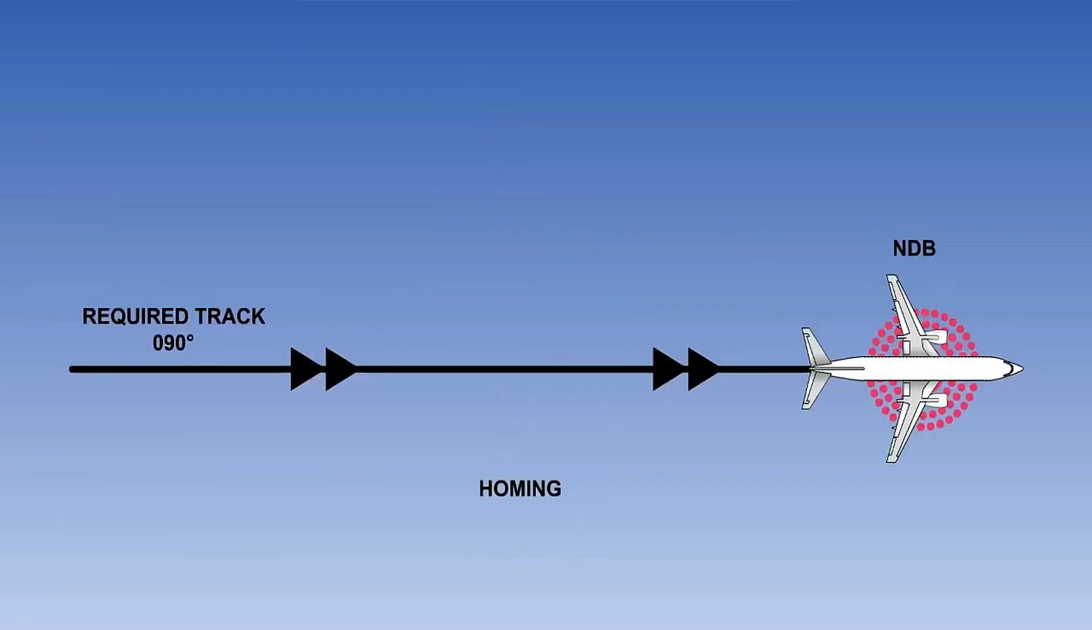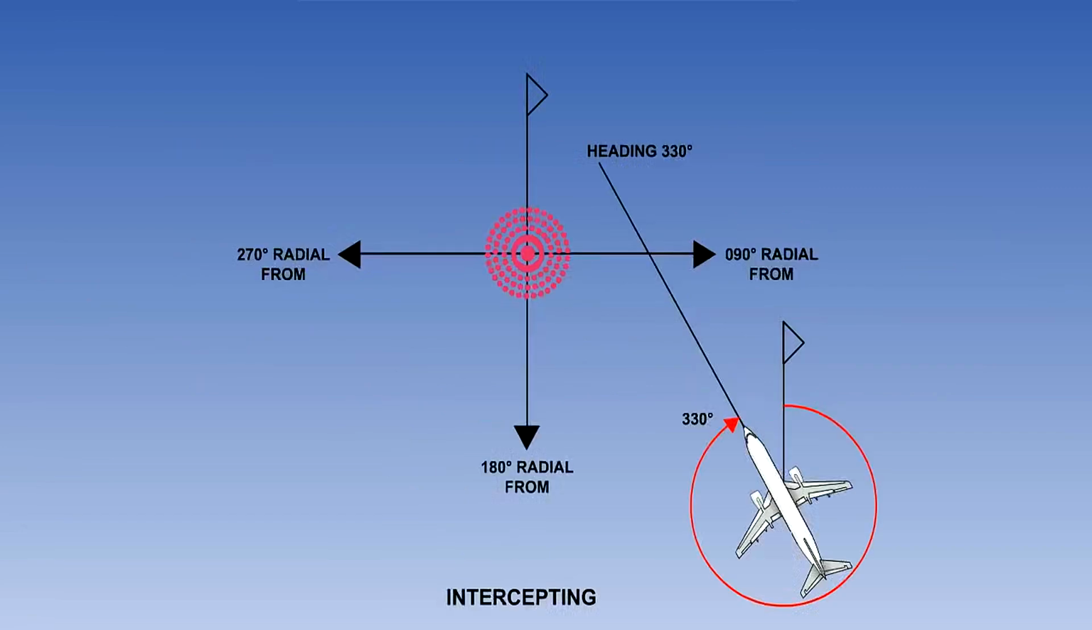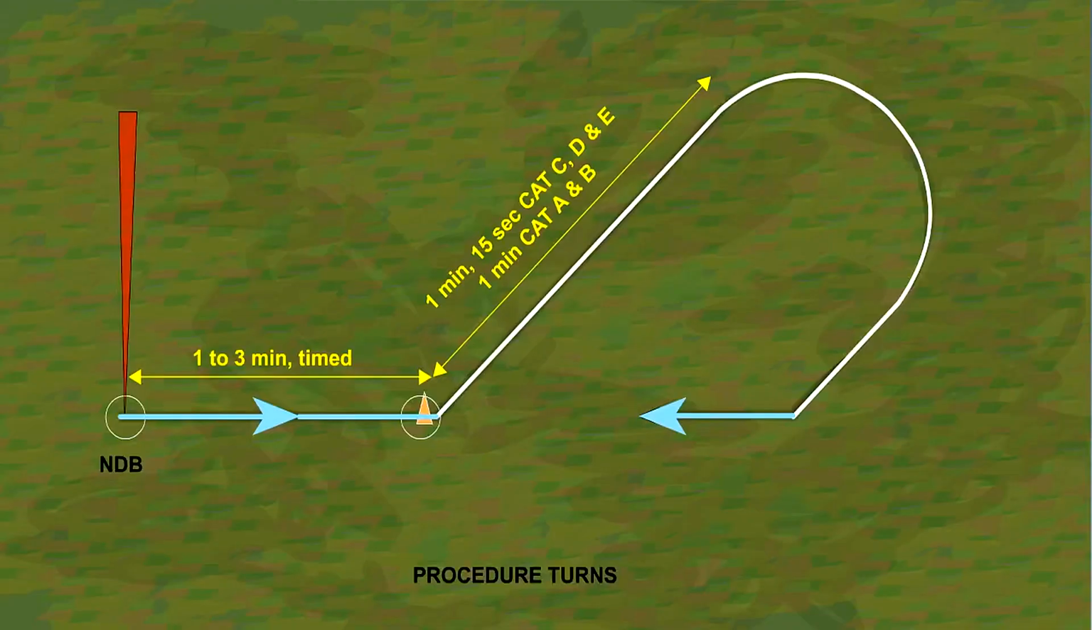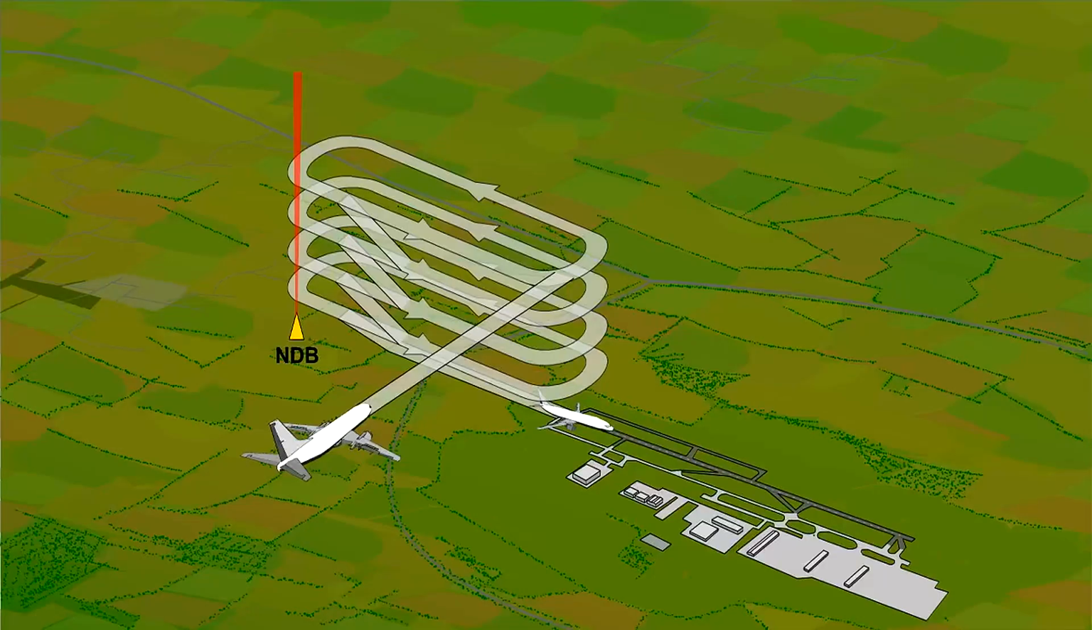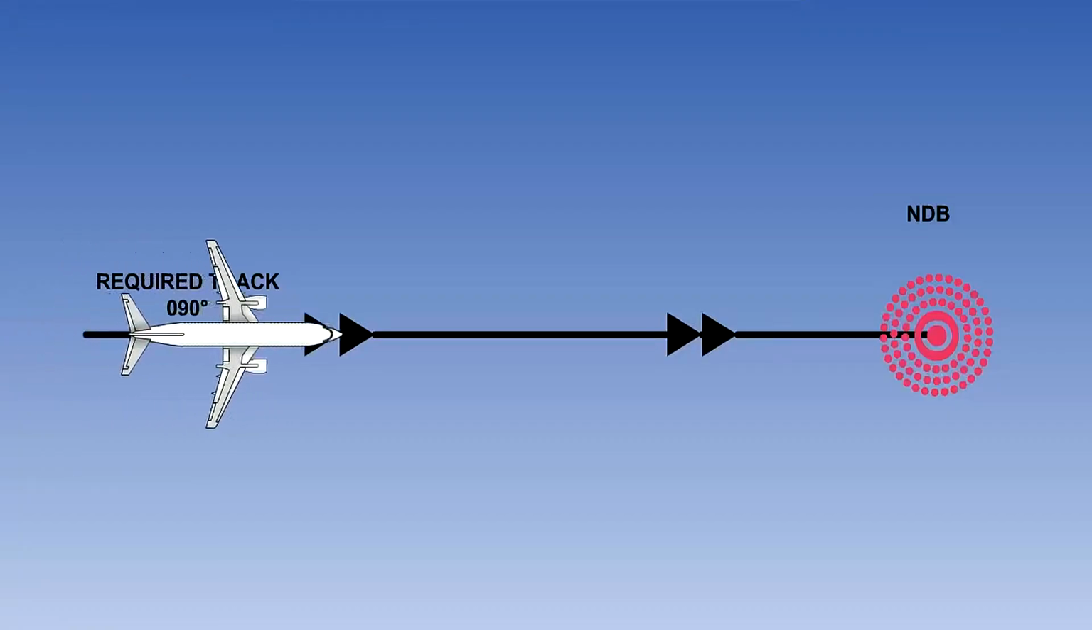Now that we have seen how the NDB operates, what can it be used for? Homing to NDB. Tracking to the NDB. Intercepting tracks to an NDB. Procedure turns as part of an approach procedure. Holding patterns. Well, let's look at each in turn, starting with homing.